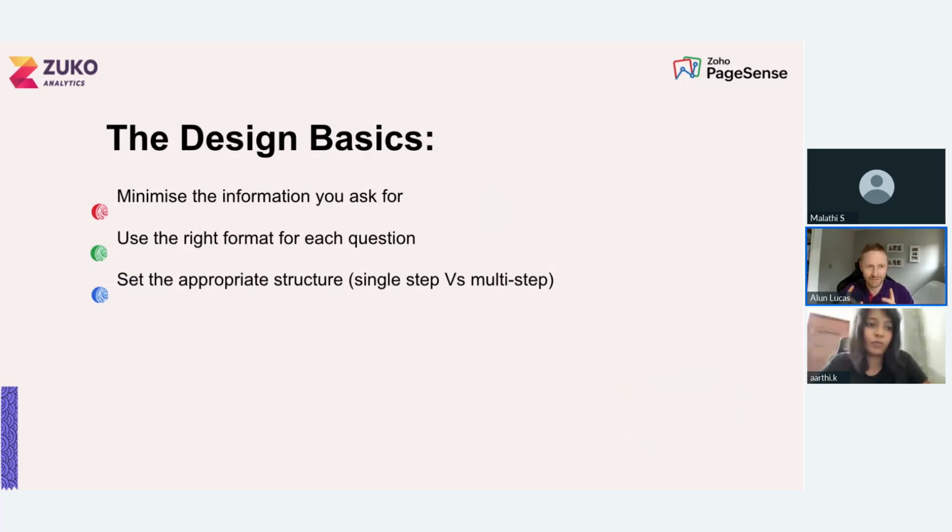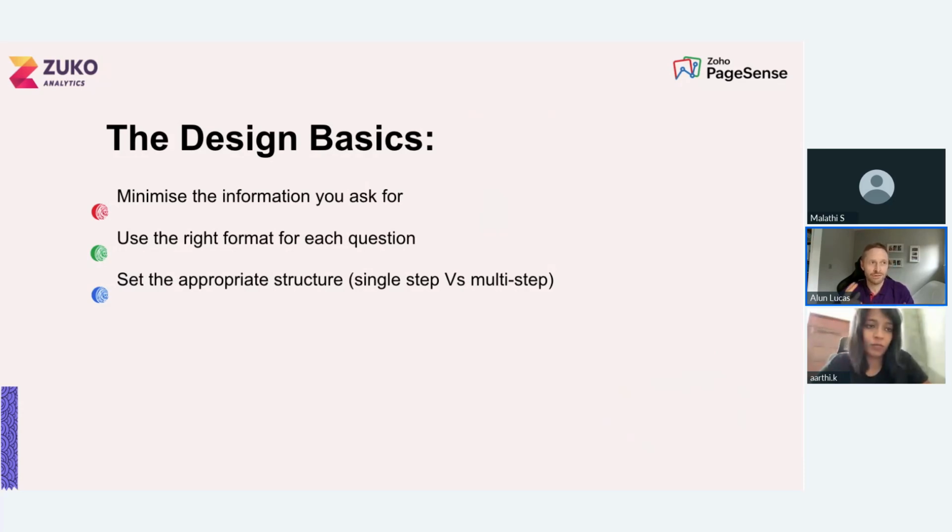And by format, I mean the very specific mechanism where you get the answer. And I'll give examples. So text box, drop down, radio buttons, check boxes, those sort of things. So use the right format. Some examples here: if you're asking for a short piece of information, like name, have a small text box. If you're asking for 100 words, make sure it's a big text box so it tallies with what people are expecting. Think about whether you need to use a drop down or not.